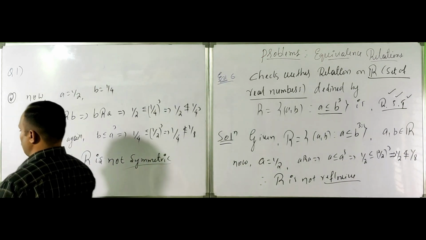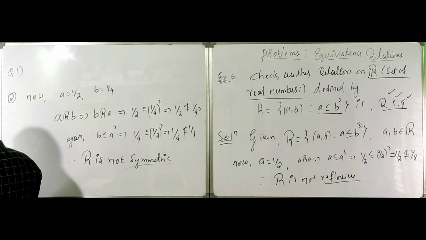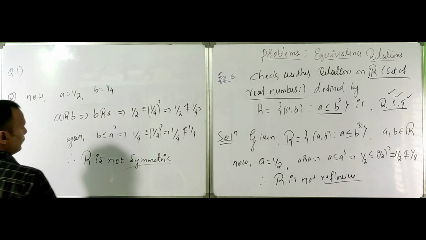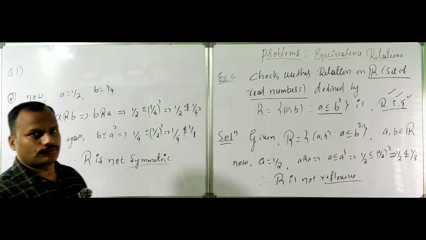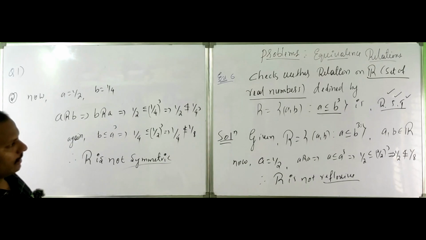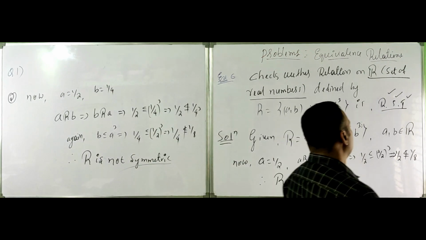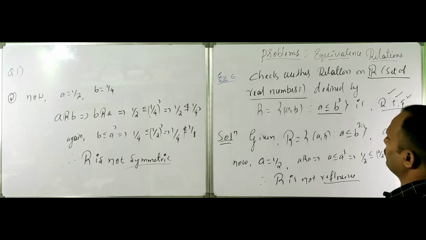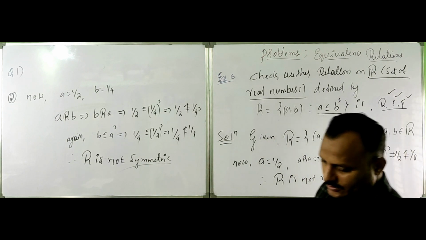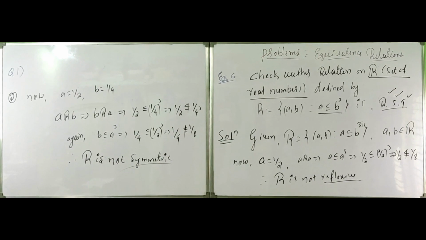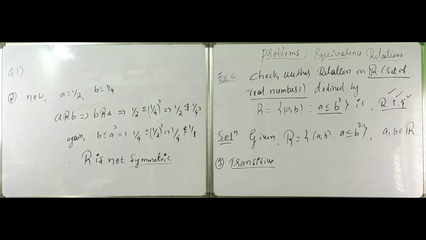So in the book, the example they taken is a equal to 1 and b equal to 2. Right? And the third and last one is transitive. Can I erase this one? Okay. Next one is transitive.